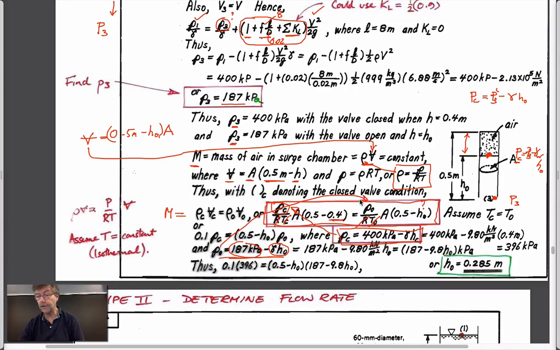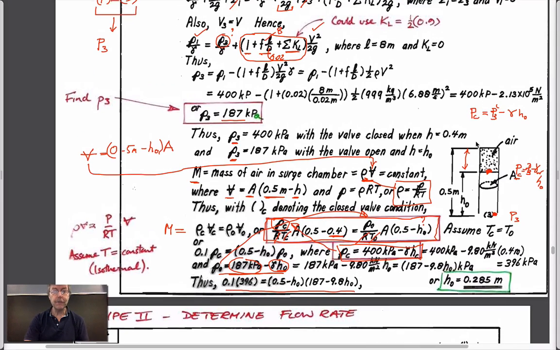Lots of red lines going all over the place, I realize. And so now we have the left-hand side completely defined. This pressure has an unknown value of the height, but otherwise we know everything in this equation, and we can solve for the magnitude of H0. And it turns out to be 0.285 meters. So in other words, as you suspect, if this pressure reduces, then the air expands. If the air expands, then it drives this water column down. It still has the same mass in there.